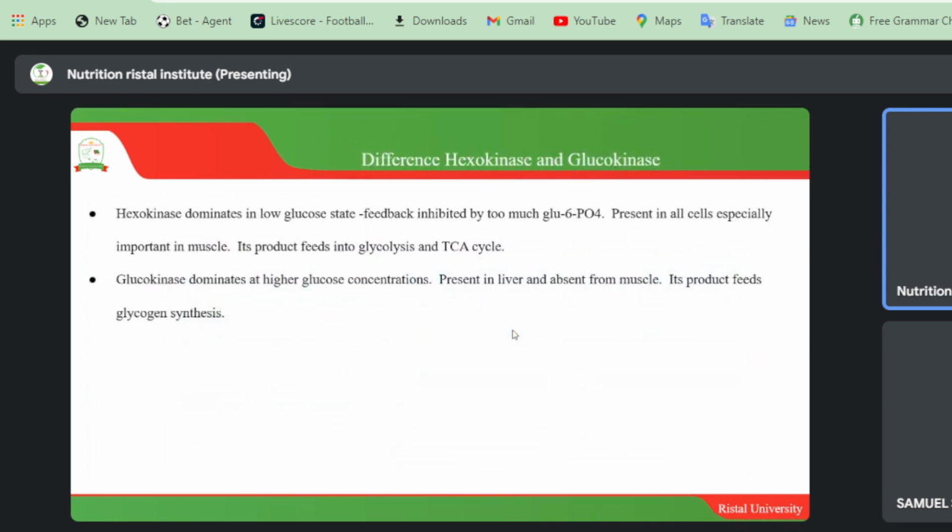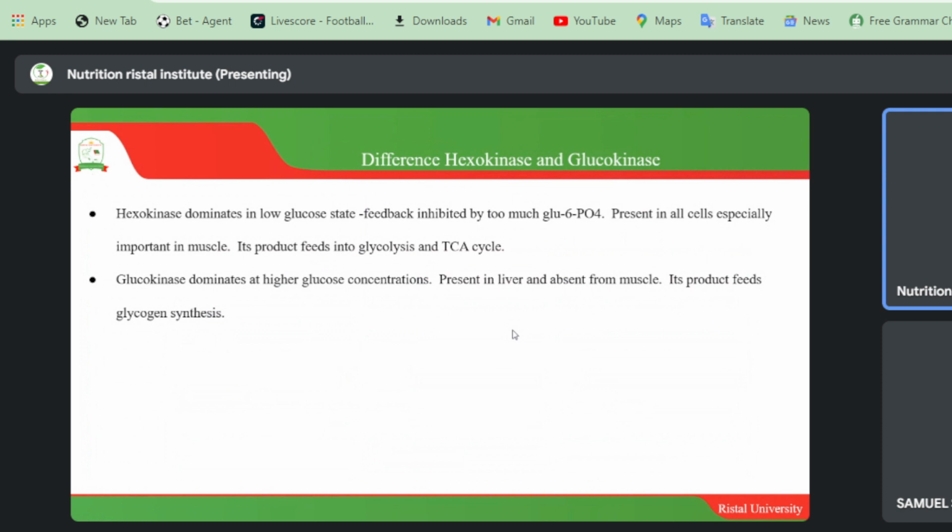Difference between hexokinase and glucokinase, like we said earlier on. Hexokinase dominates in low glucose states. Let's first understand where this comes from. In the process of glycolysis, we have these two enzymes, hexokinase and glucokinase, and we see at what instant one enzyme takes over the process from the other. Glucokinase dominates at higher glucose concentrations and is present in the liver and absent from muscles. Meaning glycolysis taking place in the muscles is really catalyzed by hexokinase.